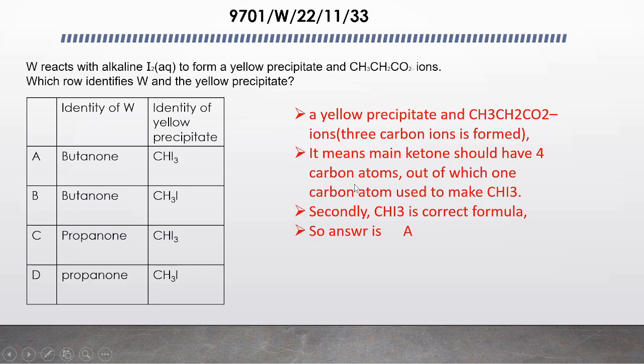Now we have different questions from different papers. Like in this one, what could be the answer? Basically, a yellow precipitate of CHI3 and CO2 ions is formed. It is written here. It means that the main ketone should have 4 carbon atoms, out of which 1 carbon atom is used to make CHI3. Secondly, CHI3 is the correct formula, so answer is A.